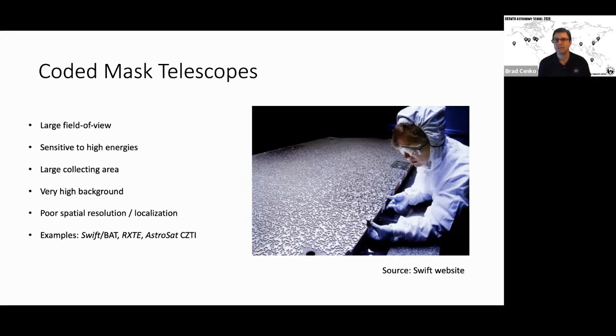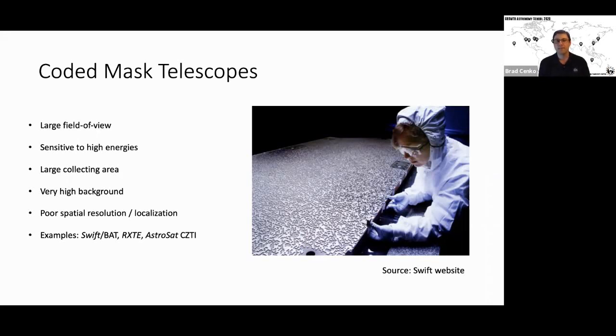It's very easy to make coded mask telescopes that can be sensitive up to quite high energies, certainly all throughout the X-ray bandpass. You just need a mask material that is able to absorb X-rays up to those energies. You can get very large collecting areas using this technique. Effectively, the collecting area is just going to be dictated by the size of your mask on the sky.